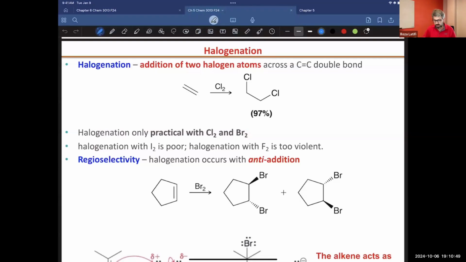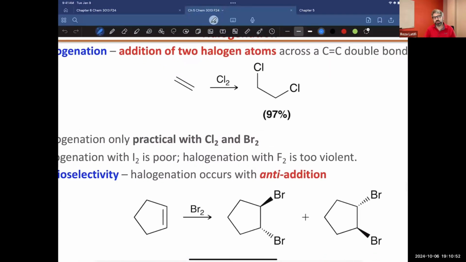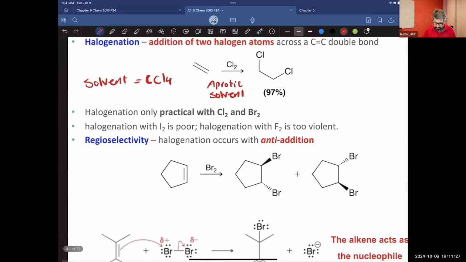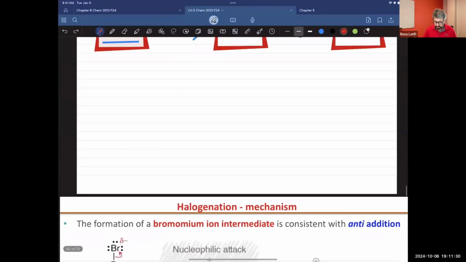That means the condition we use must be a aprotic solvent, a solvent that's not capable of donating H, or non-polar. One of these solvents can be, for example, CCl4, carbon tetrachloride. It's completely non-polar and it doesn't have acidic hydrogen. Okay, let's go after this reaction.